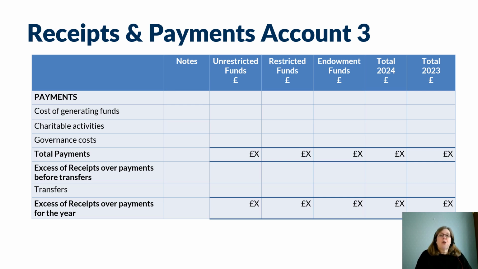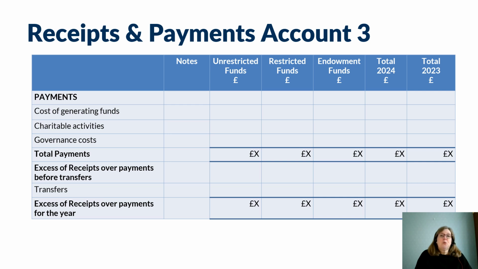Governance costs are the costs of you being a charity, so it would include any statutory or regulatory compliance costs, such as the fee charged by the independent examiner. By contrast, costs associated with safeguarding would be included within charitable activities because they're incurred because of what you do and who you work with, rather than simply because you're a charity.